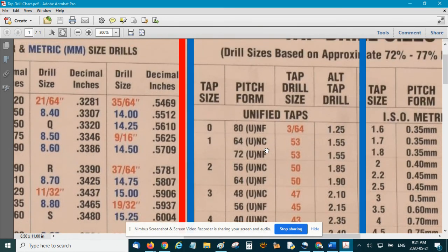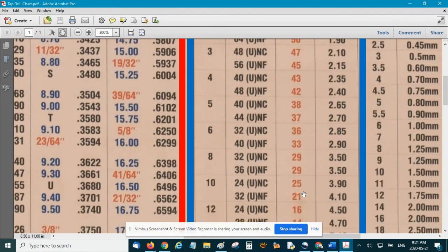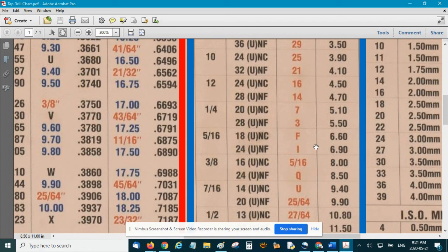In the next video, I want to talk about this third column and what it means to make threads into pieces, and that will be on the next video.